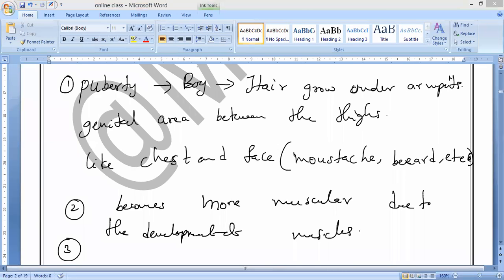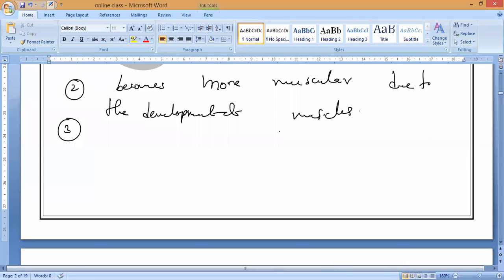Next point, third point. Until early ages, our voice may sound a certain way, but when we get to the puberty age, suddenly our voice starts to change. Yes or no, guys? Have you noticed it? Please respond. Yes, sir.